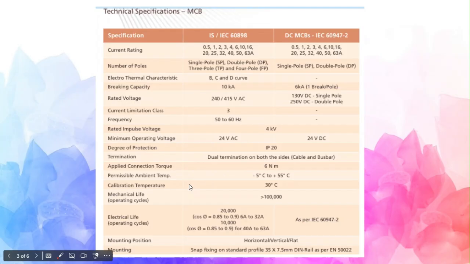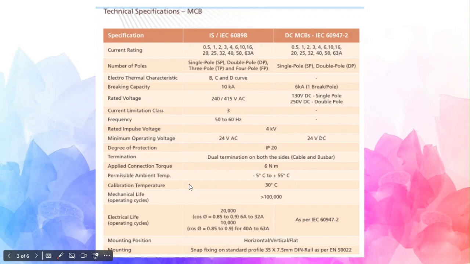Frequency is 50 hertz to 60 hertz. The device is suitable for 50 hertz to 60 hertz frequency. The 50 hertz is normally used in India, and 60 hertz in many different countries. Some parts of the UAE, I mean the Middle East, and also the US, operate on 60 hertz. So based on that, we need to select.